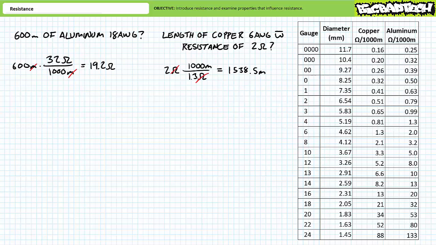We discussed the properties that influence resistance of a conductor, length, cross-sectional area, and material composition, and determined the relationship between these properties to calculate resistance in units of ohms. And finally, we introduced the American wire gauge sizing system and learned how to use a wire table.